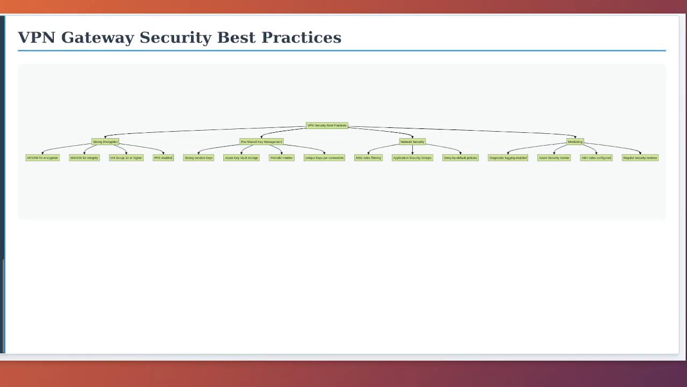VPN Gateway Security Best Practices. Securing your VPN gateway is critical to protecting your hybrid cloud environment from unauthorized access, data breaches, and cyber attacks. Implementing security best practices ensures that your VPN infrastructure meets compliance requirements and maintains the confidentiality and integrity of data flowing between on-premises and Azure.